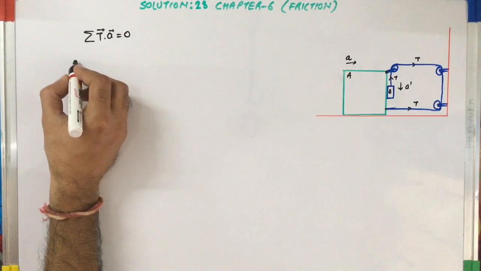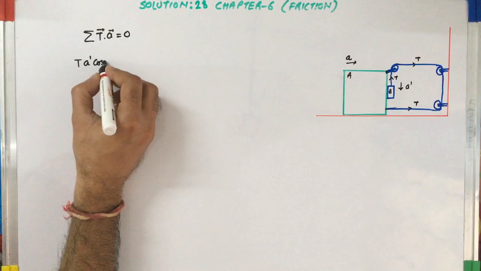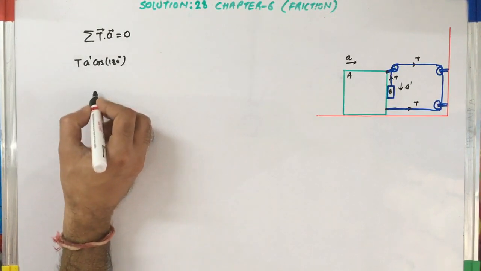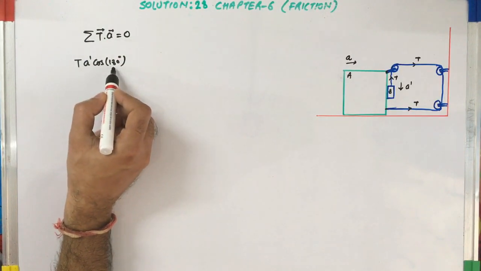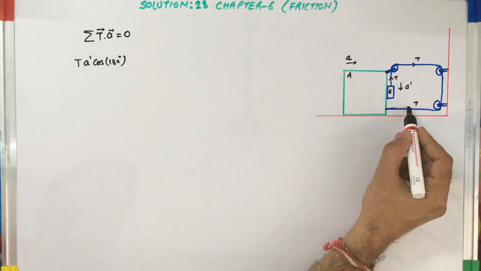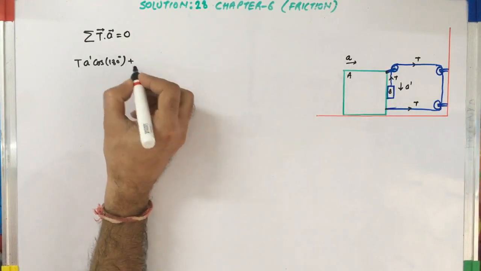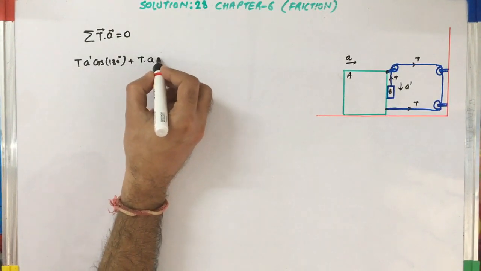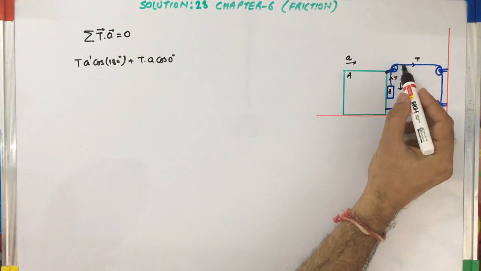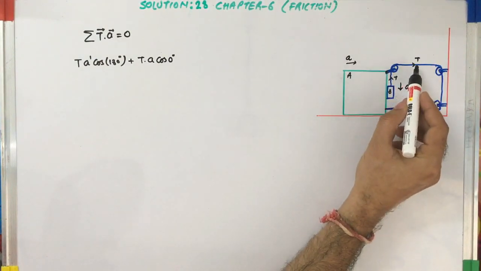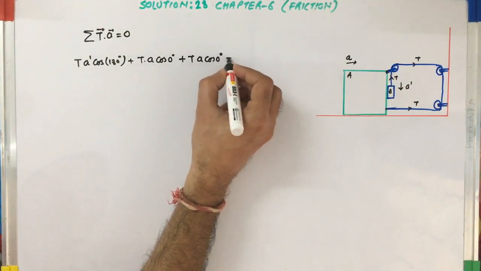Okay, so in that case, I would say tension into A dash cos of 180 degree, right? Because we know that T dot A is TA cos theta. Now, for this, tension T and A have the same direction. That means it is going to be TA cos of 0 degree. Now again, this tension and acceleration again have the same direction. So that means it is going to be TA cos of 0 degree, is equal to 0.